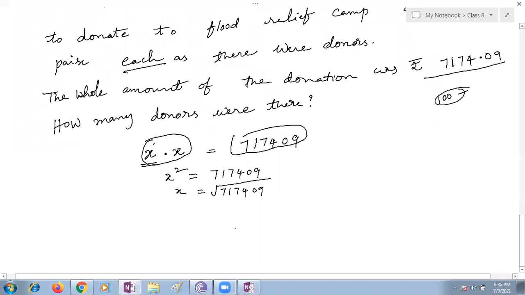Next one. This is an old question, it's not a new one. There are 1048 students selected for PT drill. How many students are selected? 1048. Are you doing drills in your schools, children?